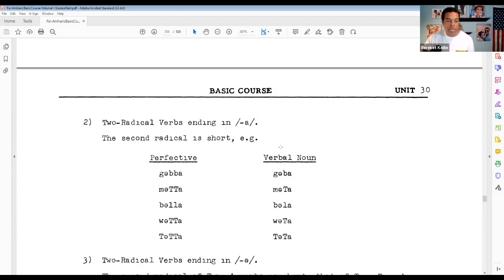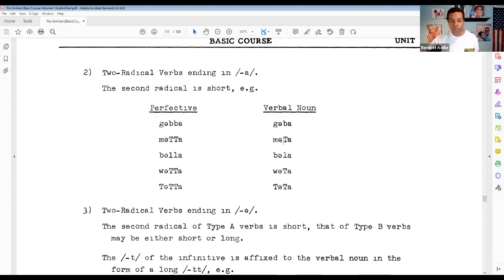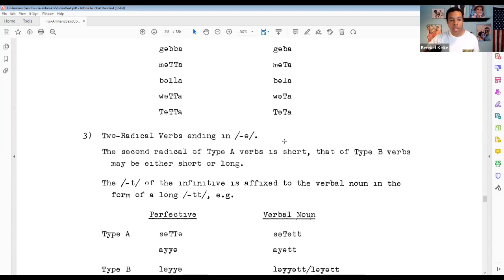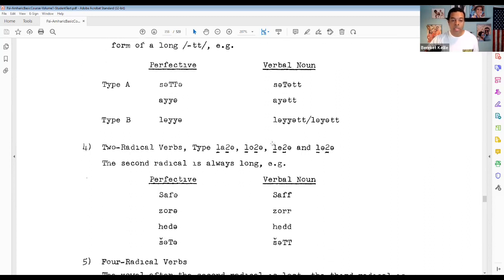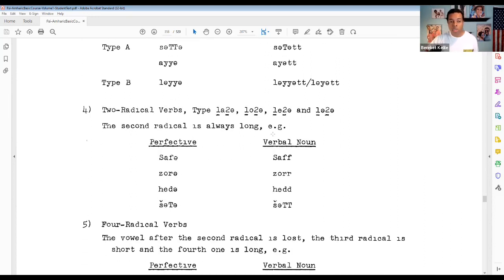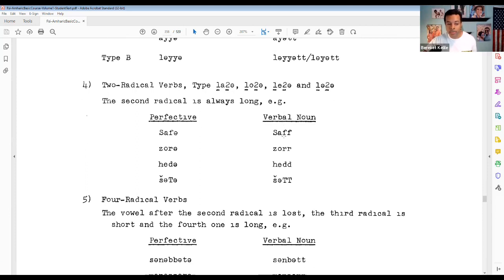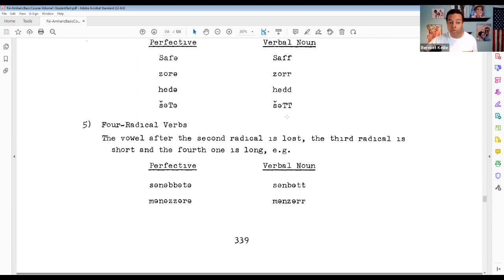And then you have the same for 2 radical verbs, and the same for two radical verbs ending in such as sata, aya, laya. And then you have more two radical verbs where the second radical is always long: safa, zora, heda, shata. And then four radical verbs: sanabata, manazara.